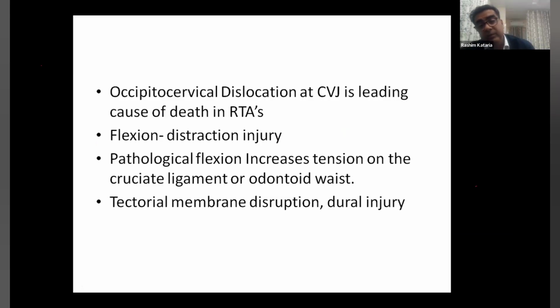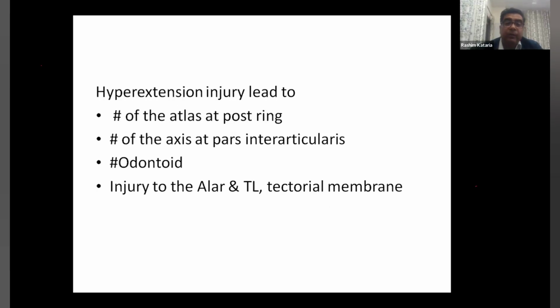Occipitocervical dislocation at the CV junction is a leading cause of death in road traffic accidents. There can be flexion distraction injuries. Pathological flexion increases tension on the cruciate ligament or the odontoid waist. The tectorial membrane, as we know, is the continuation of the PLL cranially, and it is attached to the basion, and then further it is attached to the dura mater. So whenever there is a great stretch on the tectorial membrane, it can lead to dural injury.